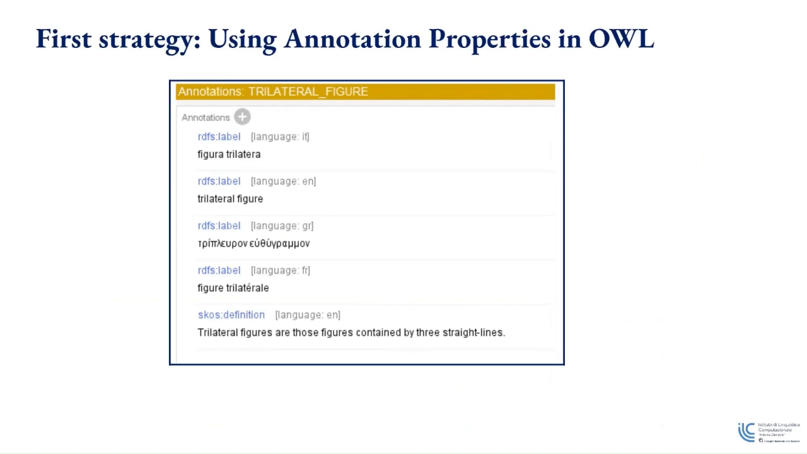Okay. So let's recall just the strategy we already have adopted, that is using annotation properties, because we defined the linguistic level by using annotation properties. For example, we can specify that a trilateral figure can be associated with different labels: figura trilatera for the Italian language, trilateral figure for English, tripleuron et sugamon for the Greek of Euclid times, and then figure trilatérale for French, and we have added also a definition in natural language.